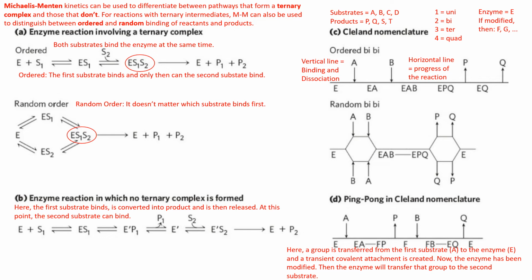And then the second substrate comes in, and you have the enzyme substrate complex. And that turns into the enzyme product complex. But you're back to the normal enzyme. If you can see that that's an E, whereas before it was the modified enzyme, an F, but it gave that group to substrate B, and now the enzyme is back to normal. And now you have product Q. So product Q is released, and you're left with a free, unmodified enzyme.